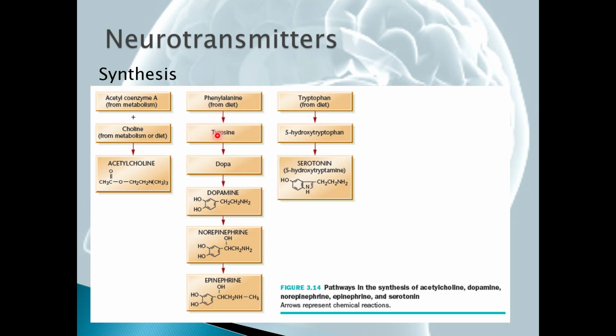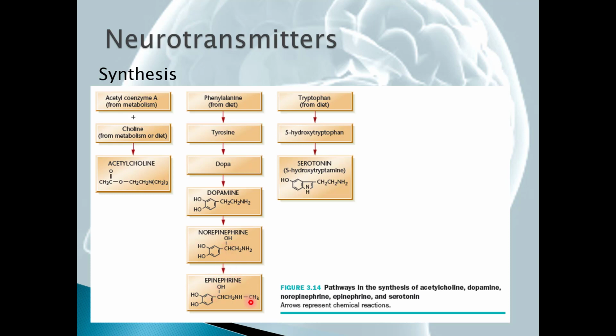Phenylalanine from our diet is converted to tyrosine, which is converted to DOPA. This is something we'll come back and talk about as a precursor to dopamine. It's important in Parkinson's disease because a lot of patients are given something called L-DOPA. Dopamine, one little chemical reaction can change that into norepinephrine. Another chemical reaction can change norepinephrine into epinephrine.